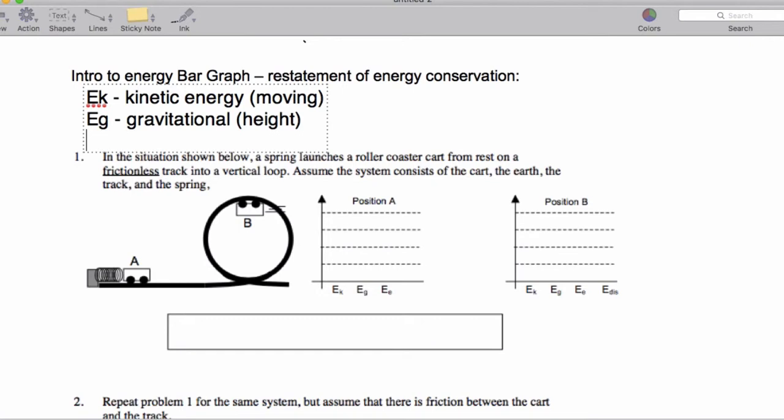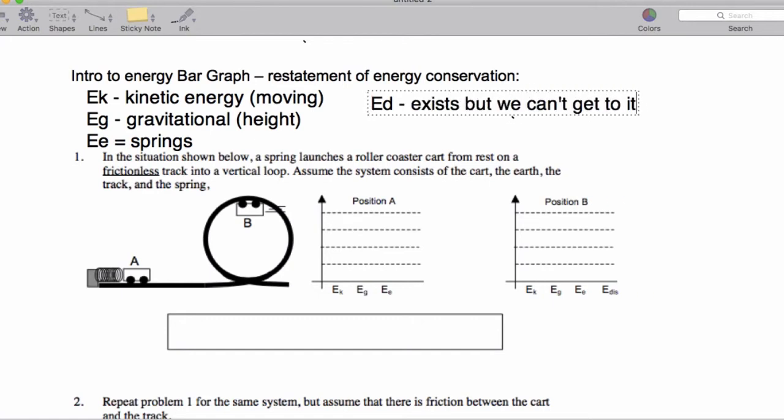We have elastic energy, which comes from springs. And lastly, we have a form of energy called dissipated. And that is energy that exists, but we can't get to it. It's lost. This usually happens because of some kind of friction.